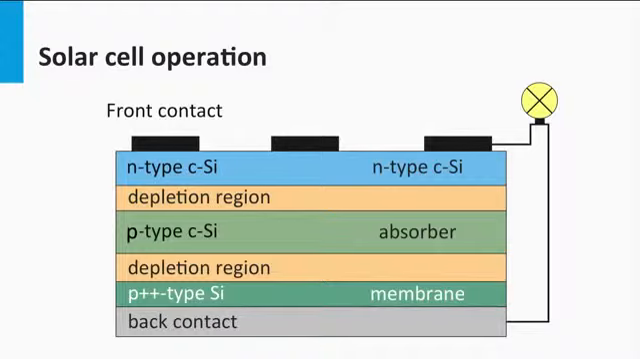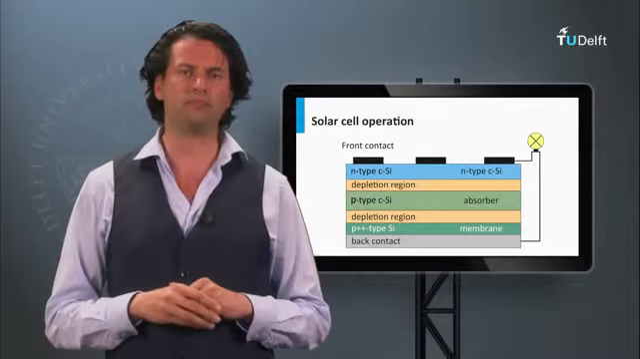It shows that the photovoltaic process is based on 3 important principles. The first is excitation of free mobile charge carriers due to light absorption. The second is separation of the charge carriers. And the third one is collection of the charge carriers at the contacts.